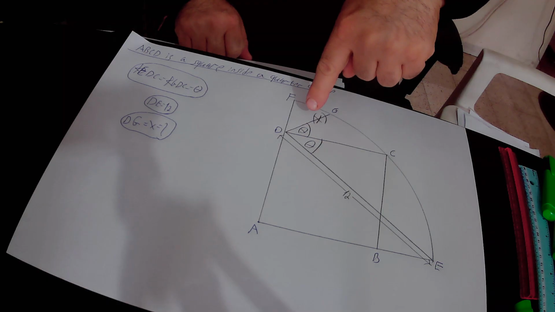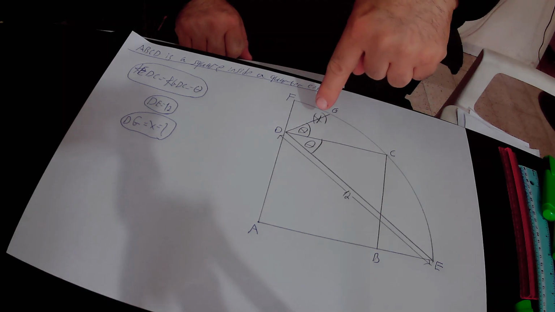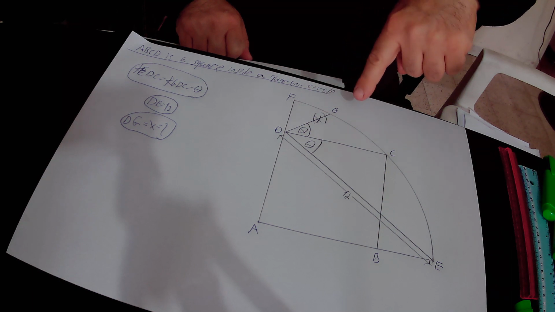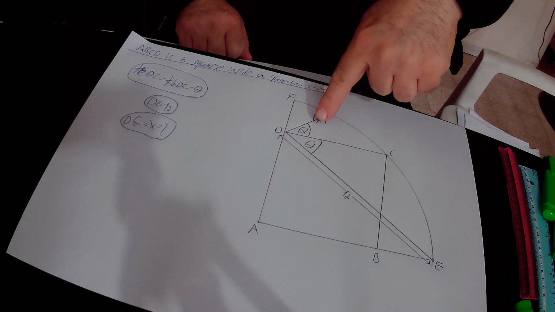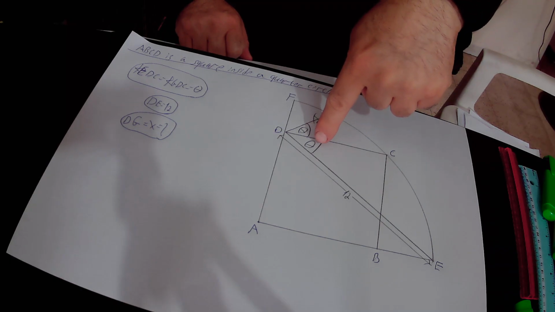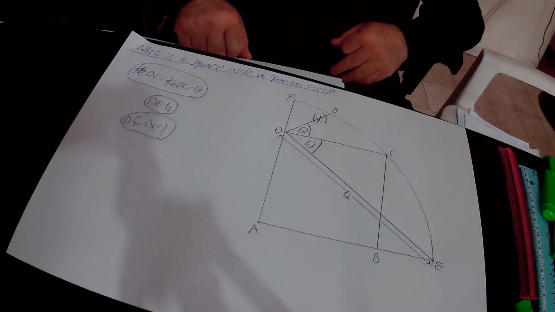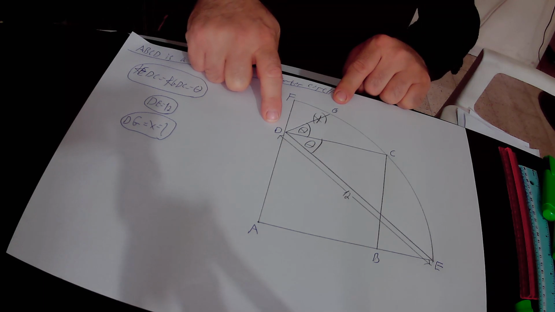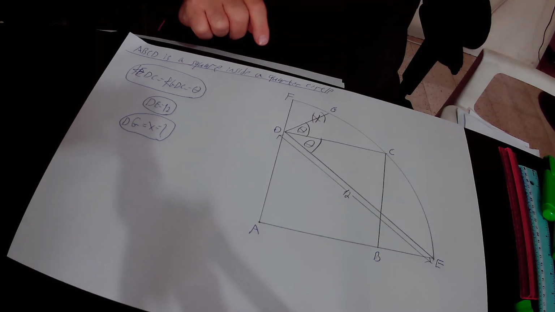This is angle DGC. This is actually angle GDC, and it is equal to theta. This is angle EDC, which is also equal to theta, and our mission is to find the length of this line segment GD, which is equal to x.